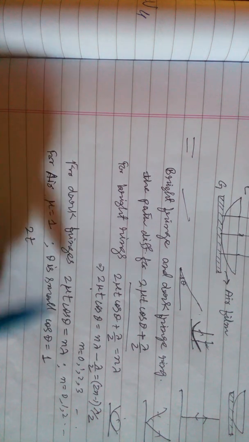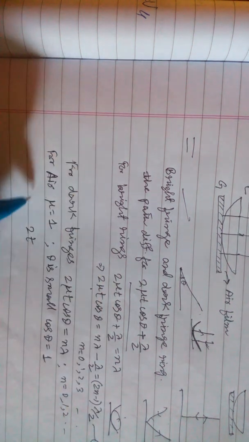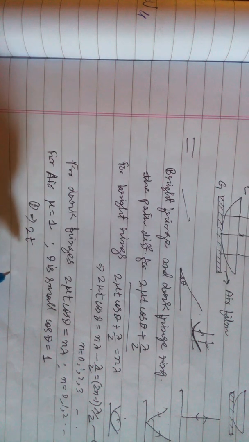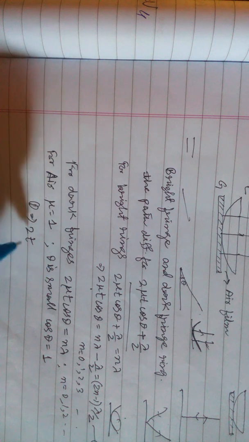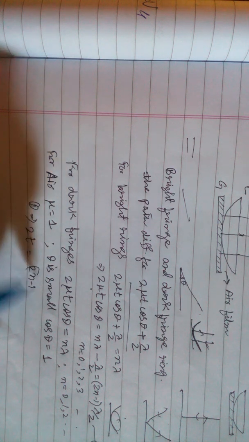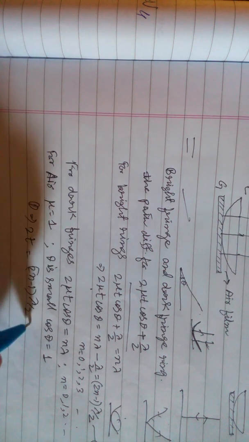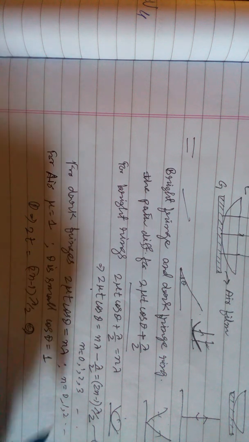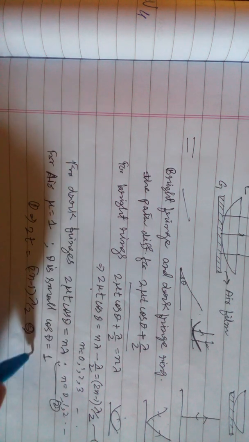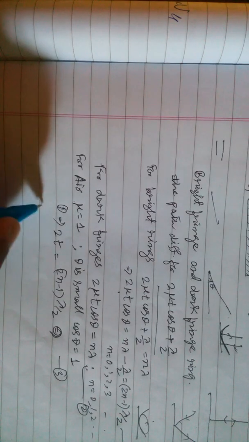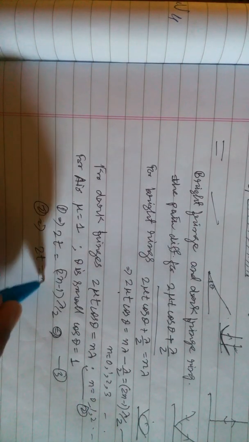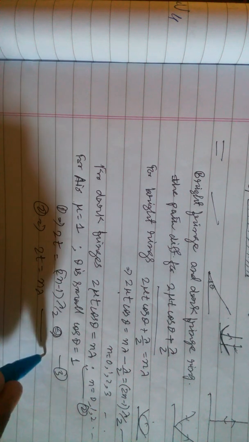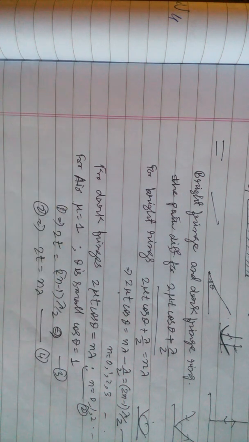Suppose this is equation 1: 2t equal to (2n minus 1) lambda by 2. This is equation 2, this is 3. Then from 2 again we get 2t equal to n lambda. This is equation 4, so 2t is equal to n lambda.